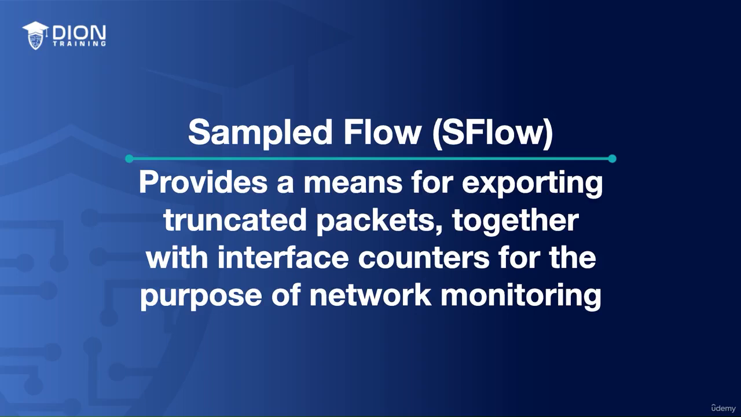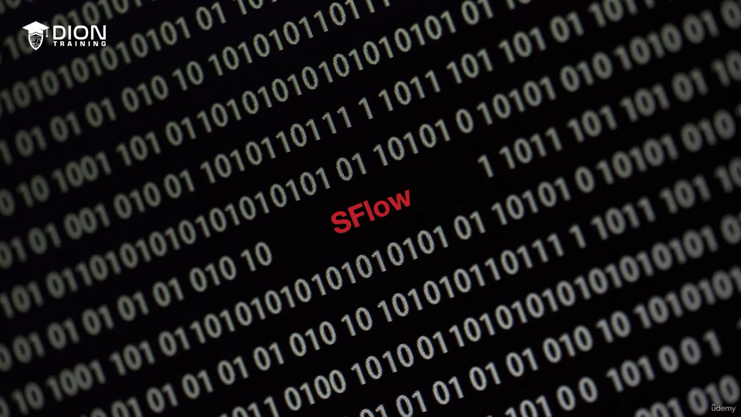Now, the next one we have is SFlow, and this stands for sampled flow. Essentially, this was an open source version of NetFlow, where NetFlow is made by Cisco and is proprietary. SFlow was more of the generic version. It's going to provide a means for exporting truncated packets, as well as having an interface counter that is going to be used for network monitoring. So again, we're not going to have full packet capture here. We're just going to get some of the sampled flow.